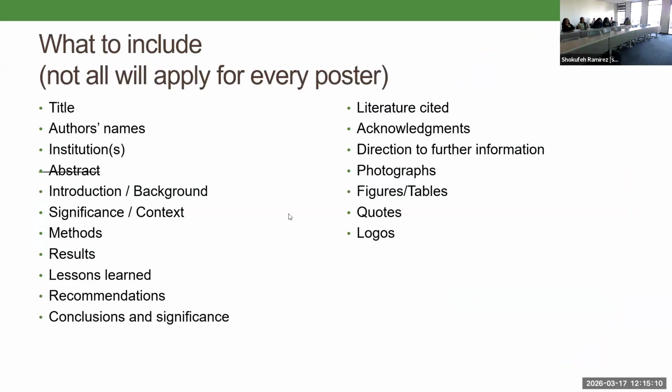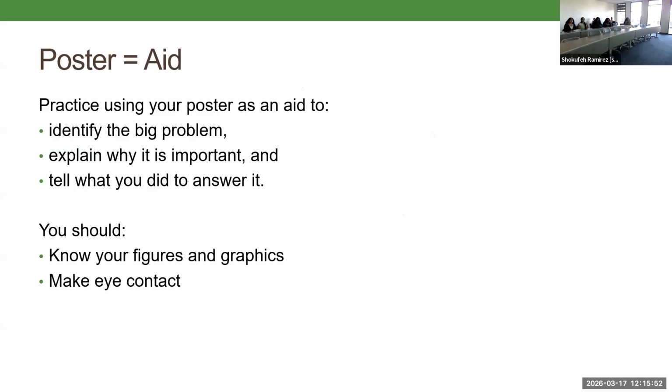So things to include, and not all of these will apply for every poster, but you want to include title, authors' names, your institution or institutions, these different headings and what falls under them, literature cited, acknowledgments, direction to further information. That could be in the form of a QR code. So one example of that is if you are presenting on some work that is still in motion, or if you have a website associated with it. Photographs, figures, tables, quotes, logos, all of these things make a poster more visually appealing.